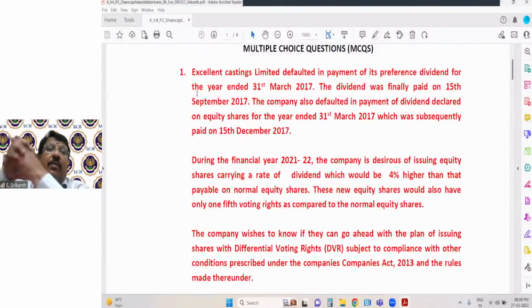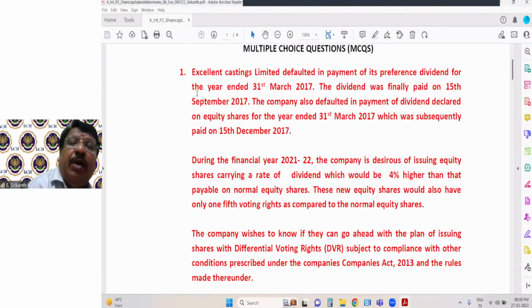Excellent Castings Limited defaulted in payment of its preference dividend for the year ended 31st March 2017. The dividend was finally paid on 15 September 2017. The company also defaulted in payment of dividend declared on equity shares for the year ended 31st March 2017, which was subsequently paid on 15th December 2017.